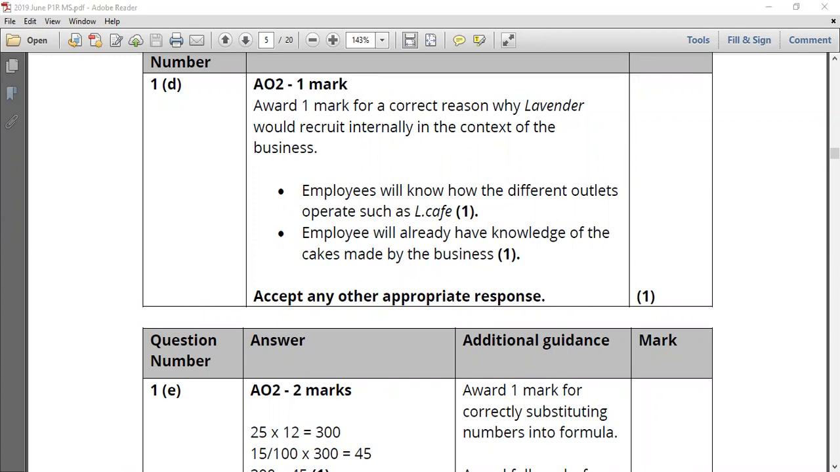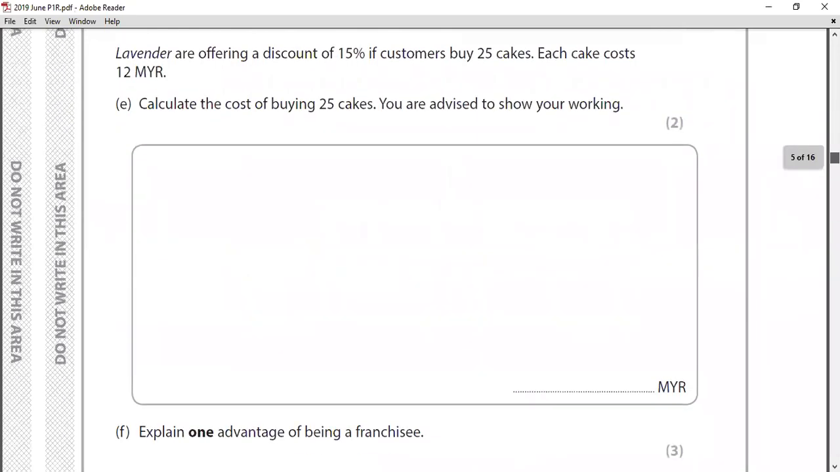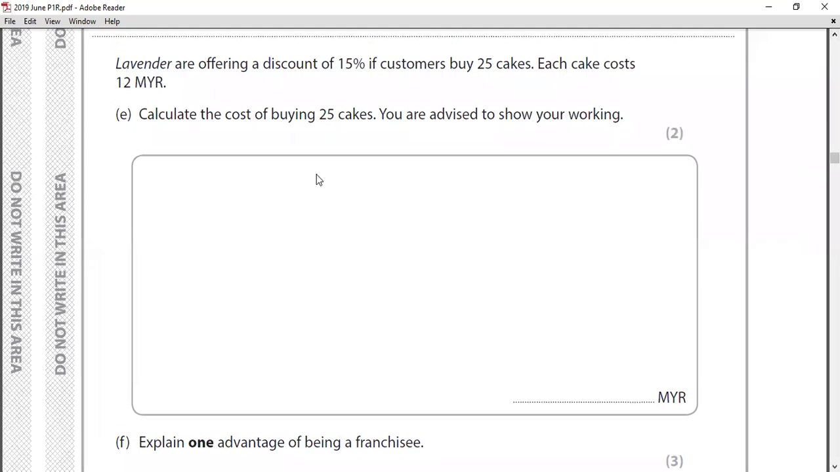Okay, now let's go to the next question. Another calculation question, a 2-marker. The Lavender offers a discount of 15% if customers buy 25 cakes. Each cake costs 12 Malaysian ringgits. Calculate the cost of buying 25 cakes. You are advised to show your workings. This is an easy question. You have to find the total cost of the 25 cakes and then give the discount. So show the workings: 12 times 25. Then take the total and deduct 15% out of it.